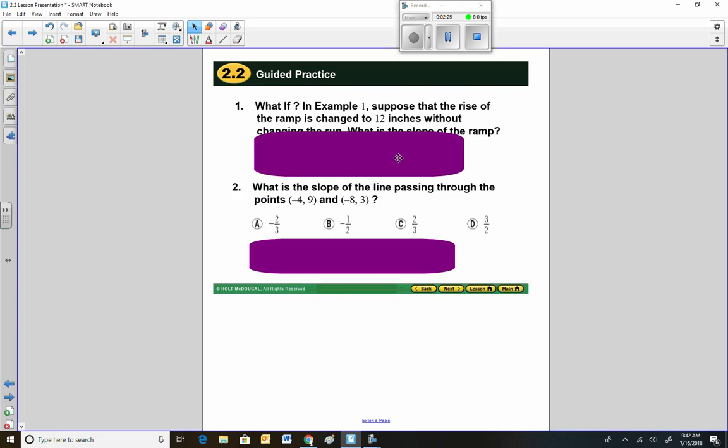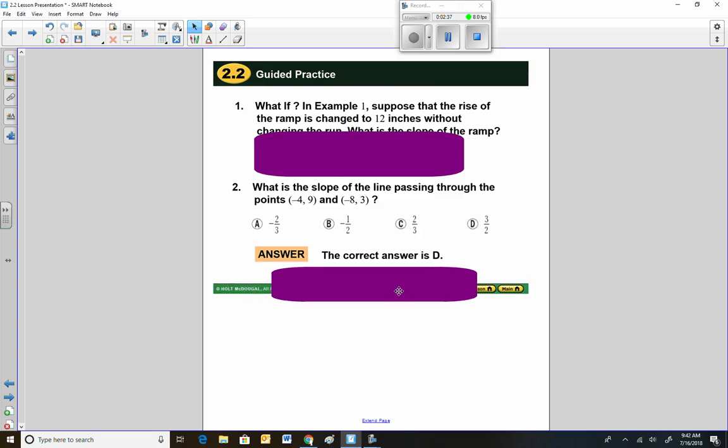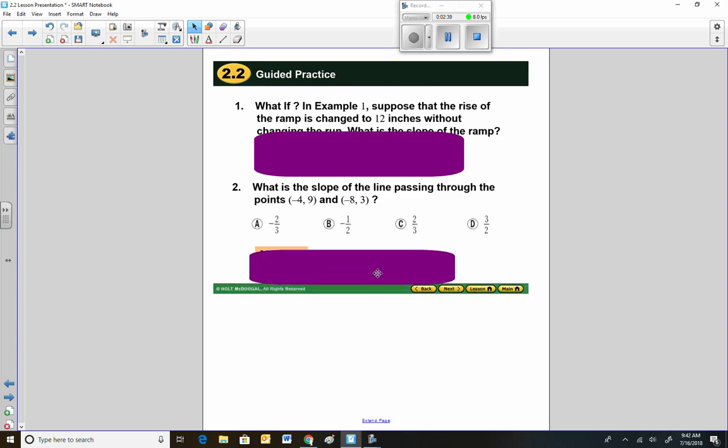Now this next one I would like you to try on your own. Please figure out the slope for a line that passes through -4/9 and -8/3. Pause your video. Welcome back. Let's see how you did. You should have been able to get D, 3/2. Make sure you show your work to get full credit.